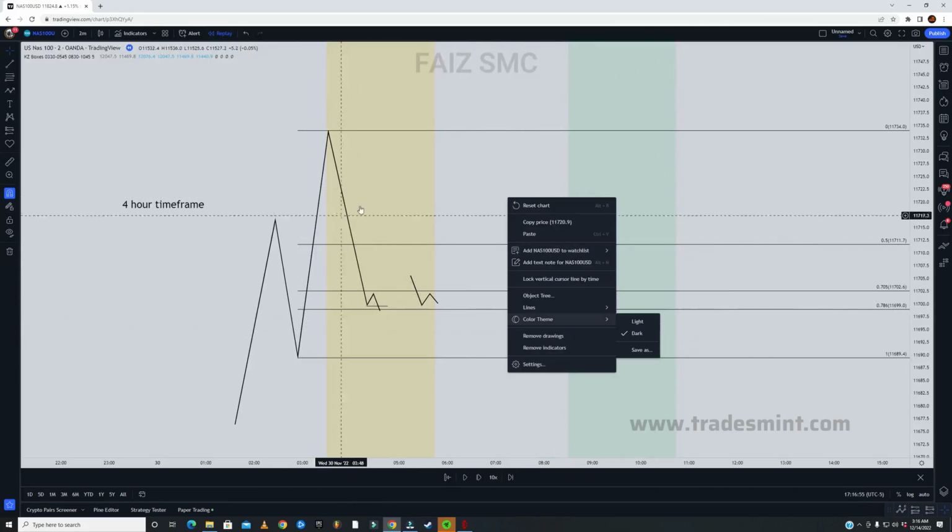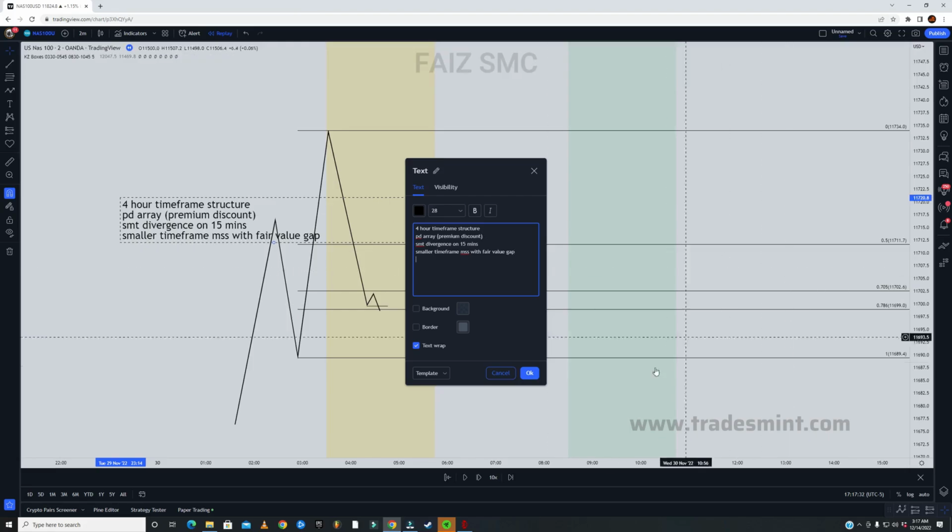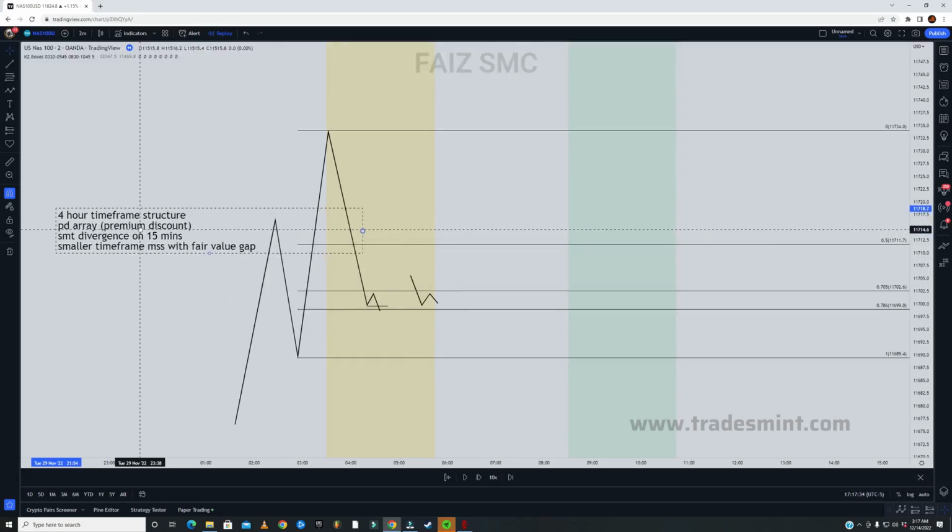So you can use higher time frame structure, PD array, premium discount, SMT divergence on 15 minutes, and then a smaller time frame market structure shift with a fair value gap, and you take your entry. This is a whole model that you can use to trade.